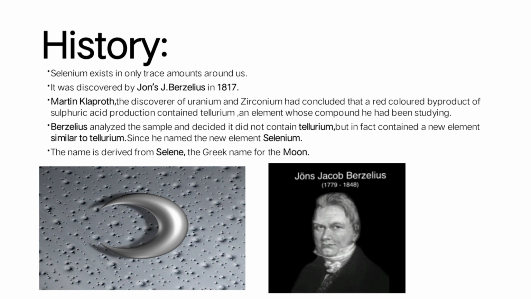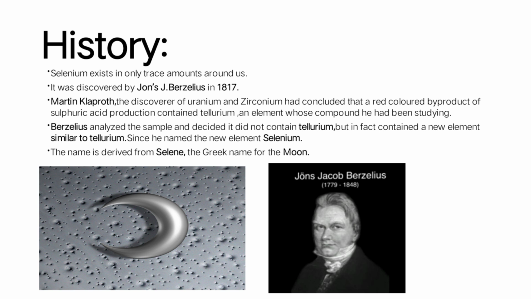History. Selenium exists in only trace amounts around us. It was discovered by John J. Berzelius in 1817. Martin Klaproth, the discoverer of uranium and zirconium, had concluded that a red-colored byproduct of sulfuric acid production contained tellurium, an element whose compound he had been studying.